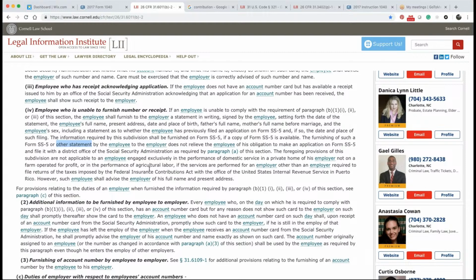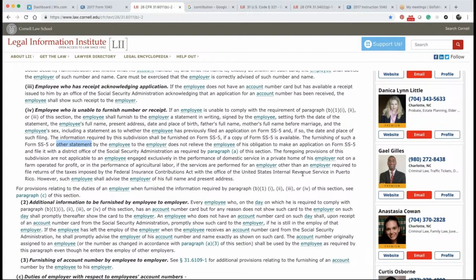The foregoing provisions of this subdivision are not applicable to an employee engaged exclusively in the performance of domestic service in the private home of his employer, not on a farm operated for profit, or in the performance of agricultural labor. If the services are performed for an employer other than an employer required to file returns of taxes imposed by the Federal Insurance Contributions Act with the Office of the United States Internal Revenue Service in Puerto Rico, however, such employee shall advise the employer of his full name and present address.